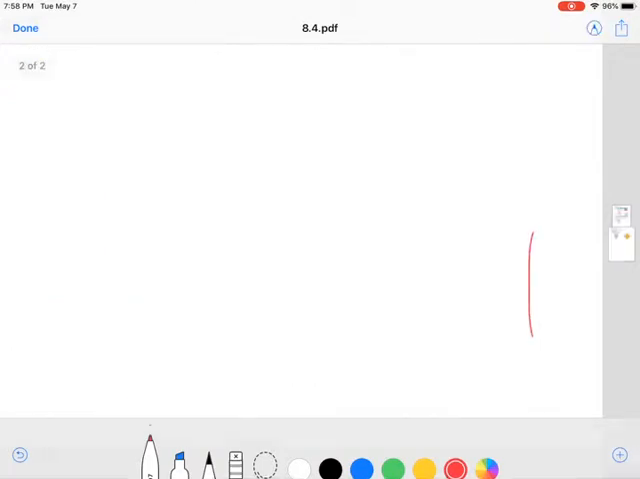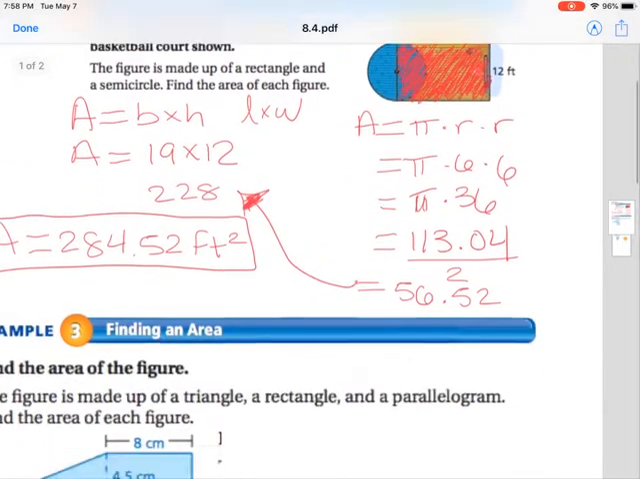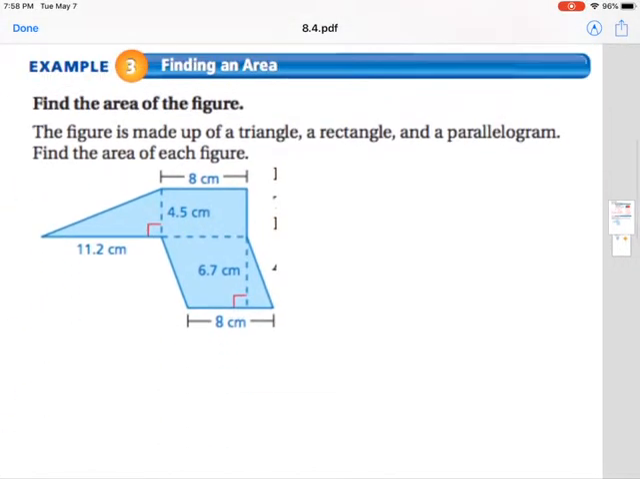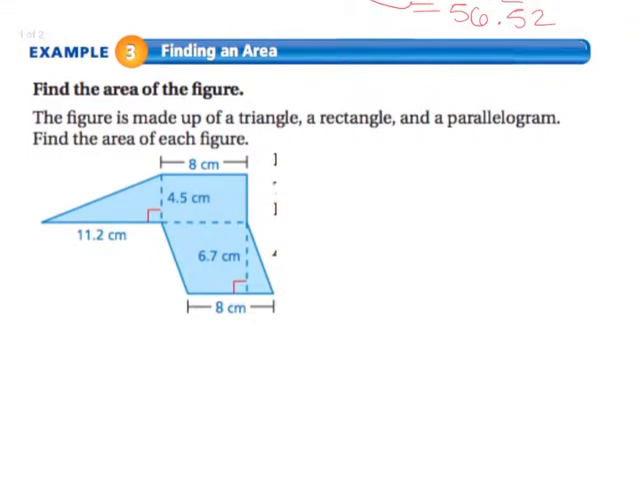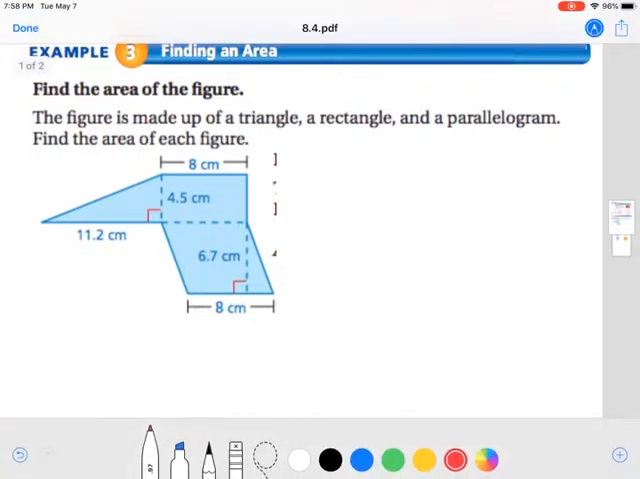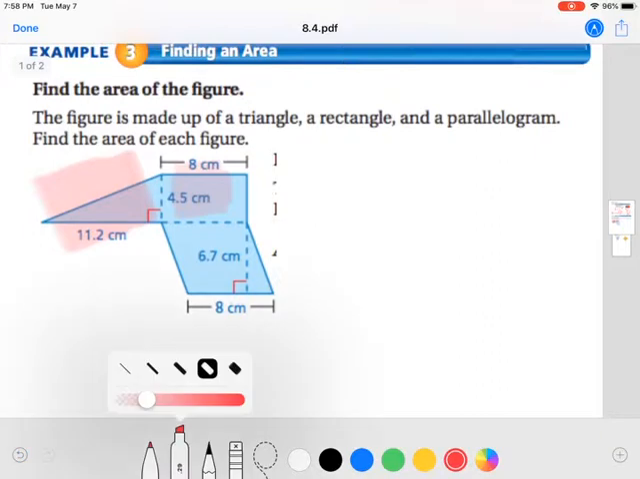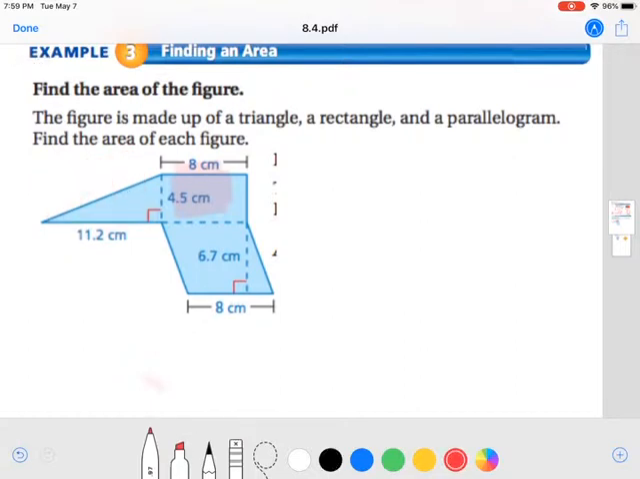All right, let's try one more together. So we have a figure right here. And so let's first identify the different types of shapes that we have. To start off, we have this rectangle right here. We have a triangle. That was a lot bigger than I thought. And then we have a rhombus right here. So we have our triangle, our rectangle, and our rhombus. So we have 3 different shapes that we need to find the area of.